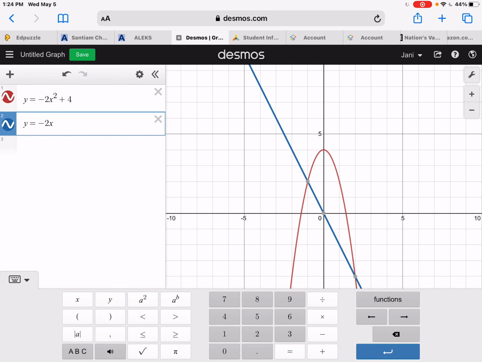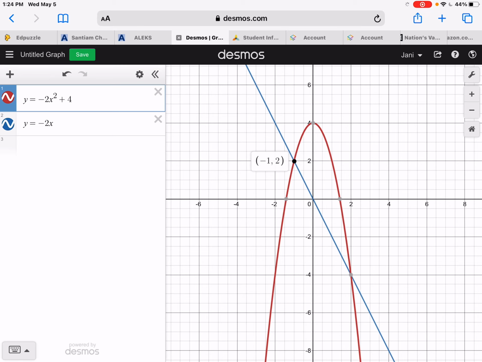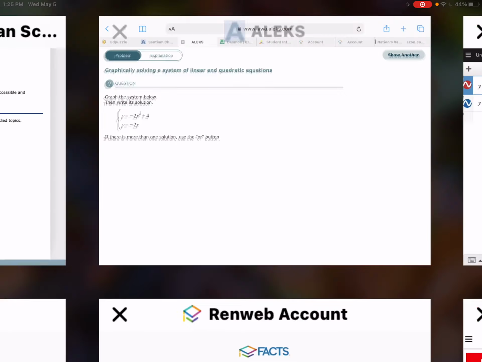I have graphed it for you here. And we can see that we have a solution here, negative 1 and 2, and a solution here at 2 and negative 4. So I go back to our problem.